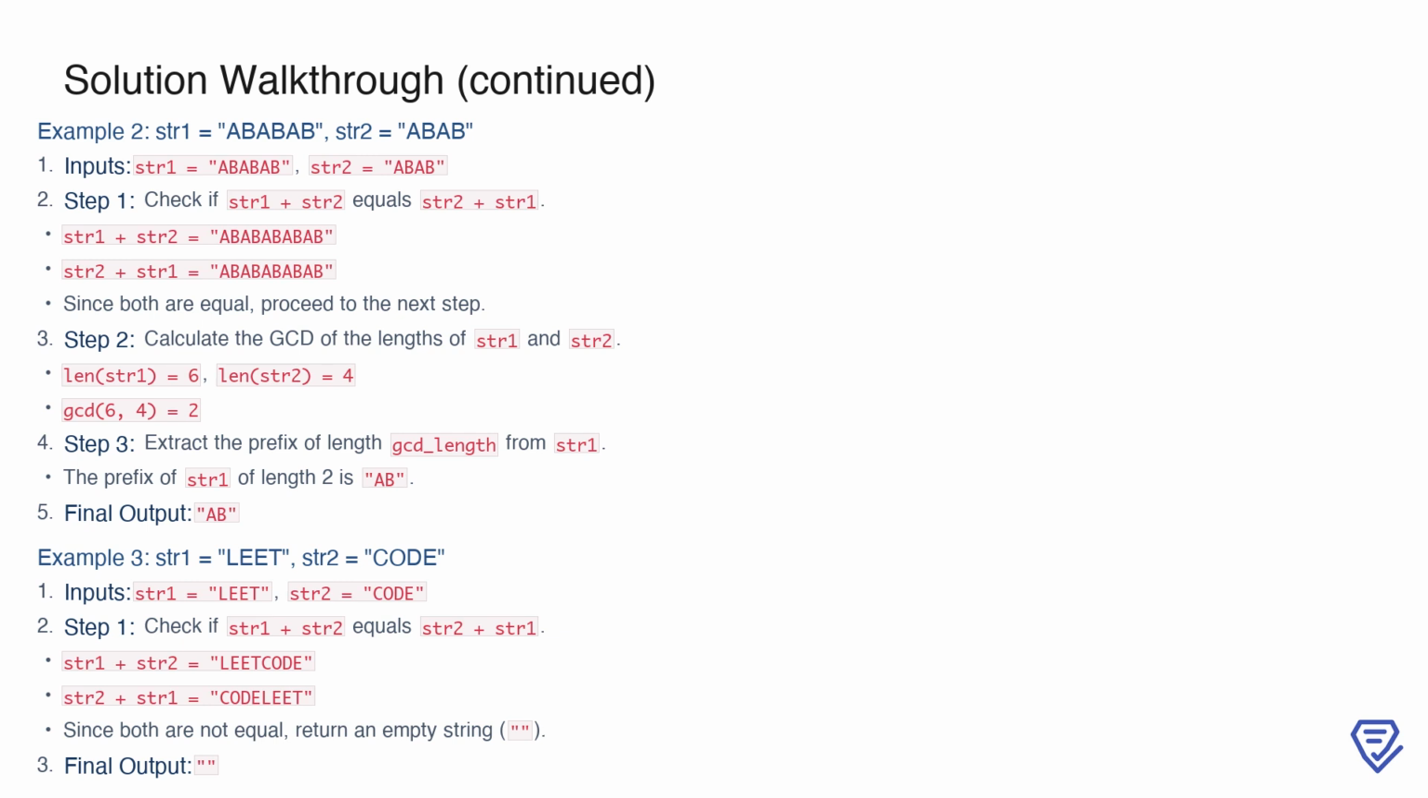Finally, in the third example, str1 is leet and str2 is code. When we check the concatenation, str1 plus str2 gives leetcode, and str2 plus str1 gives codeleet. Since these two values are not equal, we immediately return an empty string as the result. The output for this example is an empty string.